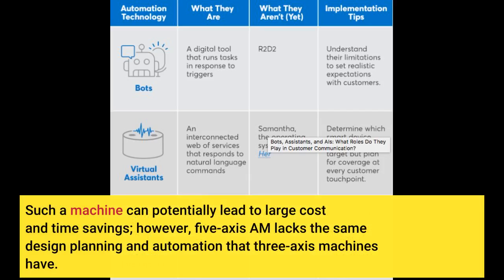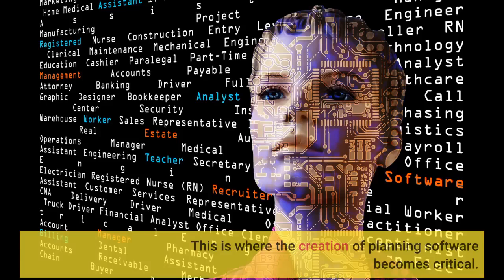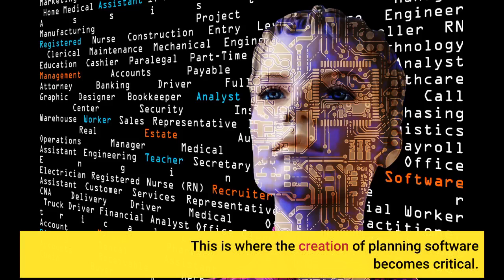Such a machine can potentially lead to large cost and time savings. However, 5-axis AM lacks the same design planning and automation that 3-axis machines have. This is where the creation of planning software becomes critical.